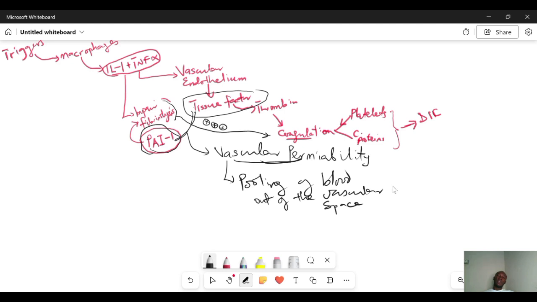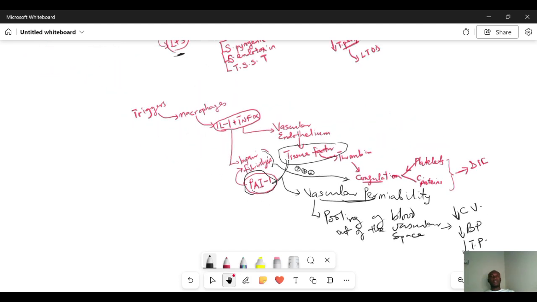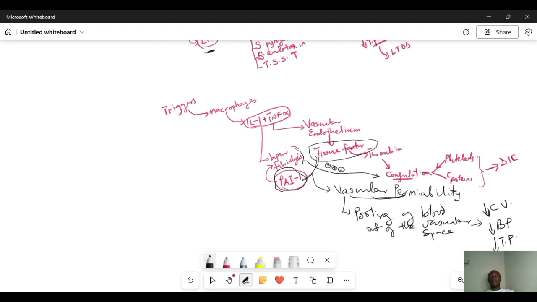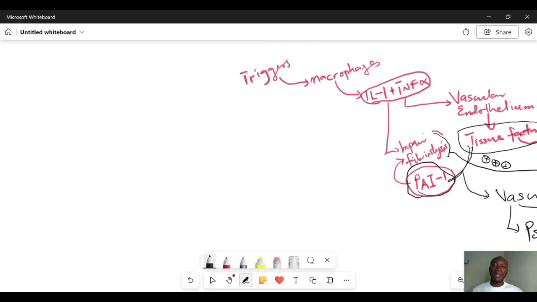So with this pooling of blood, circulation volume is reduced, and this goes on to reduce blood pressure again, and of course further reduce tissue perfusion. So this is very important. This is one of the pathways, interleukin 1 and tumor necrosis factor. These molecules are pro-inflammatory cytokines, interleukin 1 and tumor necrosis factor alpha. They are quite busy along the pathophysiology of the sepsis spectrum, and we're not done with them.